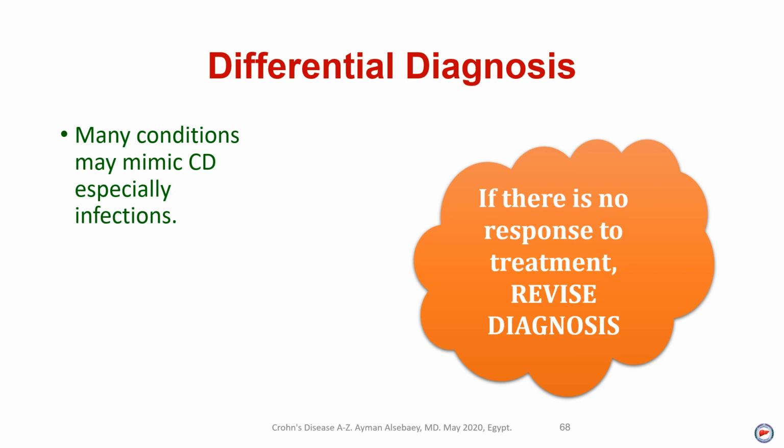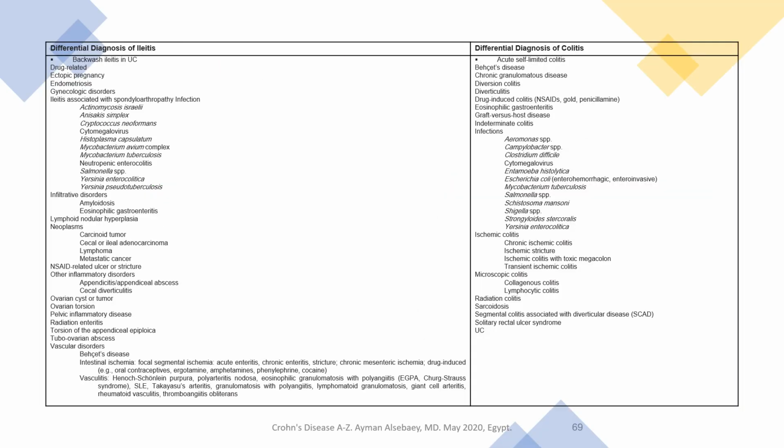The differential diagnosis of Crohn's disease. In 50% of the patients, Crohn's disease affects the terminal ileum. But terminal ileum pathology may occur with other diseases like tuberculosis, Yersinia, actinomycosis, lymphoma. So there are multiple diseases, and the diagnosis of IBD should be settled after exclusion of the other diseases. And another point, if you have no response to the treatment, please revise the diagnosis. In this table, this is the common differential diagnosis we find in patients with Crohn's disease.